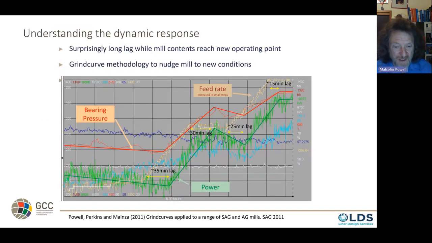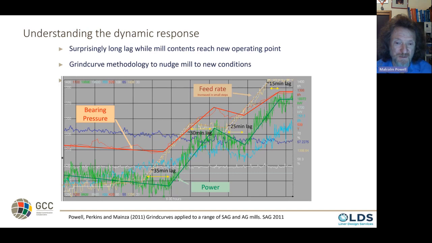This I've published multiple times in grind curves. I'm not going to go into it today, but the principle is I've slowly changed the feed rate, that's this brown line, in these tiny little increments, like a ton or 2 tons per hour per minute. Little step, wait, little step, and then pause and watch what the mill does. And there's this big lag. I start increasing the feed rate. It takes 35 minutes, then 30 as the mill is filling up. So that's the big lag I want to emphasize today, between an input and a reaction of this huge mass of rock inside the mill.